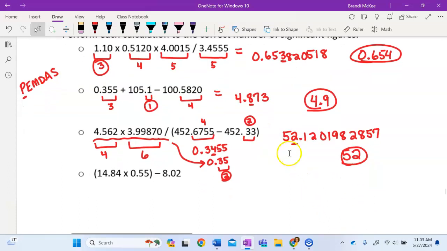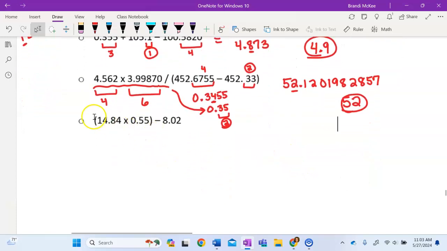One more here. We have parentheses again, so we're going to do the parentheses first. We have multiplication inside the parentheses. So we're going to follow the rules for multiplication to determine what number that should be. So when we do 14.84 times 0.55, the calculator tells us 8.162. This has 4 significant figures. This only has 2. So I'm limited to 2. There's my second significant figure. So that's going to make that 8.2.